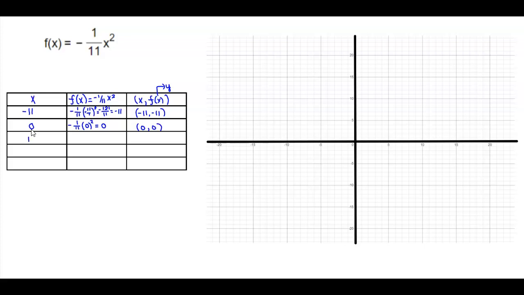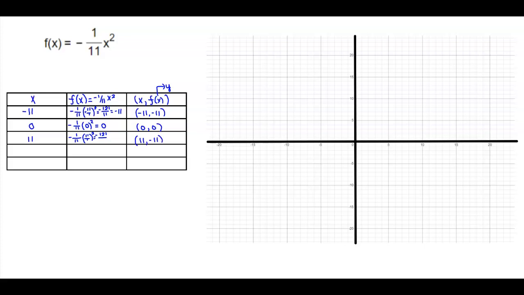Next, let's choose positive 11. So we have negative 1 over 11 times positive 11 over 1 squared. Well, positive 11 times 11 is 121, and again we're multiplying it by negative 1 over 11. So this is negative 121 over 11, which is negative 11. So therefore we have, I'm sorry, let's repeat that: this is positive 11, comma, negative 11.